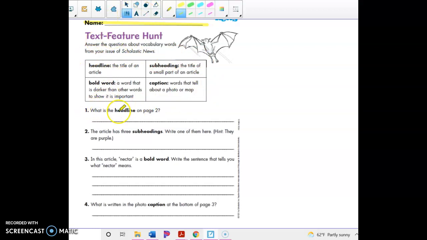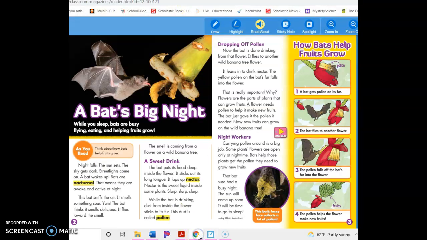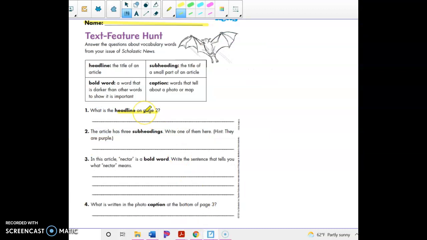Question 1, what is the headline on page 2? The headline is the title of the article. So I'm going to go here into my Scholastic News. I'm on page 2, and I'm going to look for the title of the article. I'm then going to write it using correct spelling on this line.